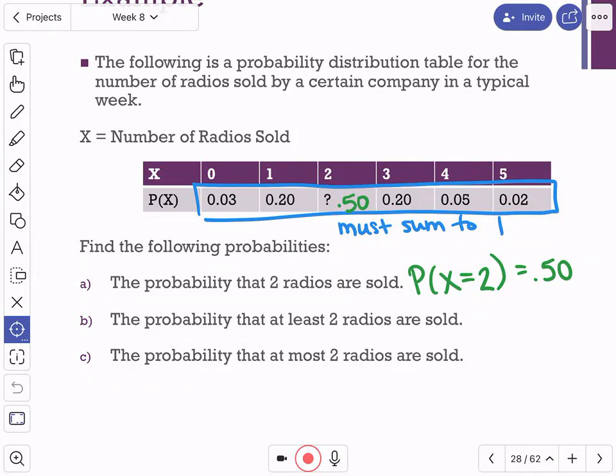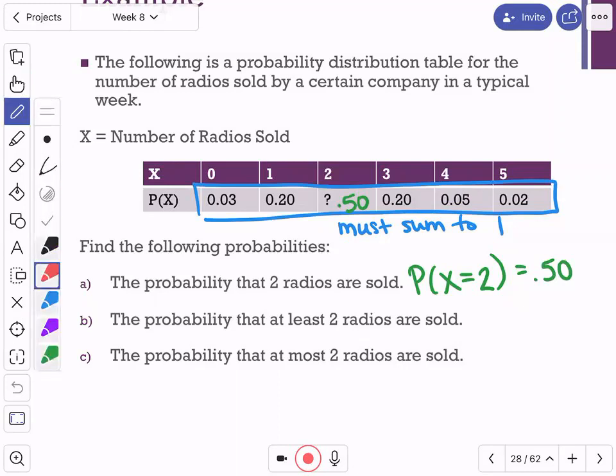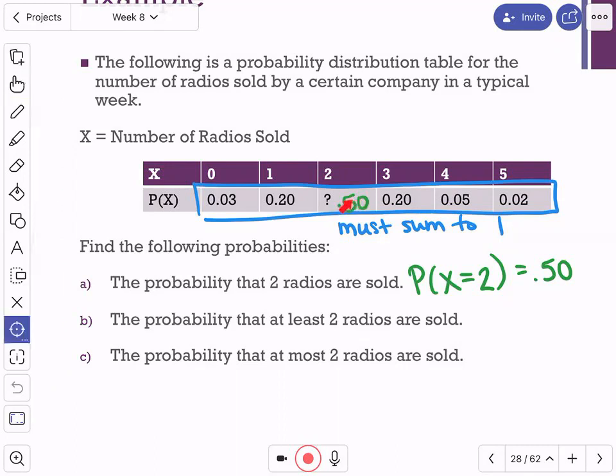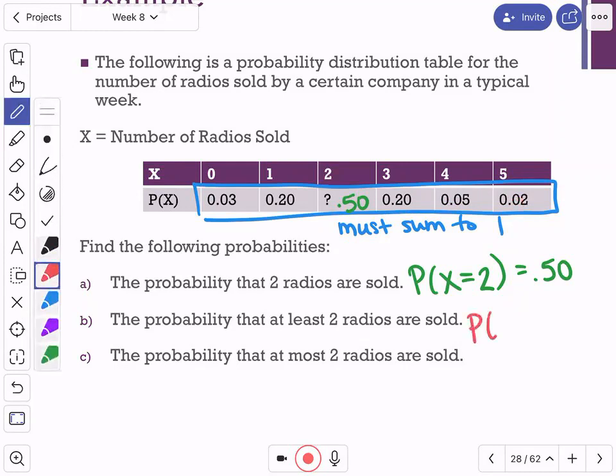The next one says the probability that at least 2 radios are sold. How is that different from the probability that 2 radios are sold? What does at least 2 radios sold mean? It could include 2 or more. It can be 3, 4, or 5. So that means I need to add up everything from 2 to 5. How do I write that as a statement? That's the probability that X is greater than or equal to 2. And so that means I'm looking at all of these radios right here.